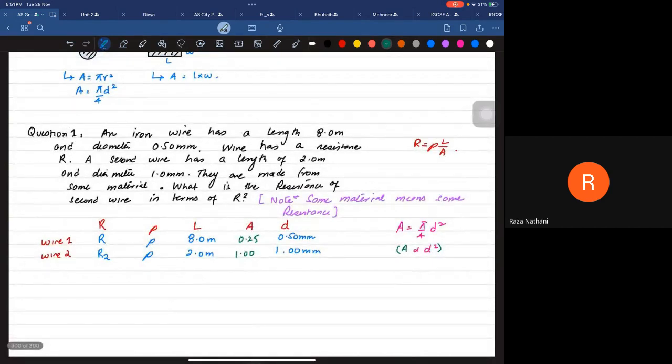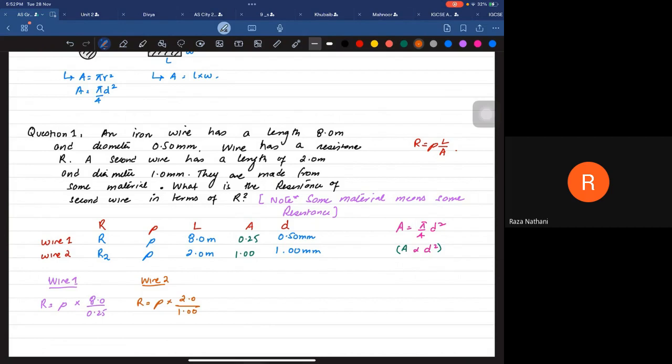Once you have filled this table, it will only take a few seconds to do. And then you can simply start solving this way. So I'm going to say wire 1. In wire 1, it will be R equals rho times length over area, which is 0.25, right? And then in wire 2, R equals rho times 2.0 and 1, like that.